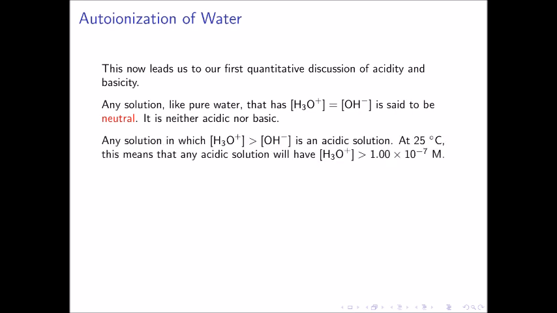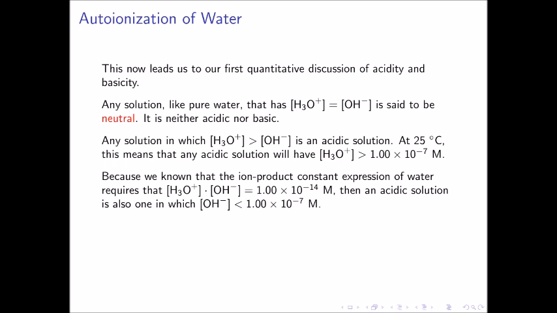Any solution in which the hydronium ion concentration is larger than the hydroxide ion concentration is an acidic solution. At 25 degrees Celsius, this means that any acidic solution will have a concentration of hydronium ion greater than 1 times 10 to the negative 7 molar. Because we know that the ion product constant expression of water requires that the product of the two ions is equal to 1 times 10 to the negative 14, then an acidic solution is also one in which the hydroxide ion is less than 1 times 10 to the negative 7 molar.